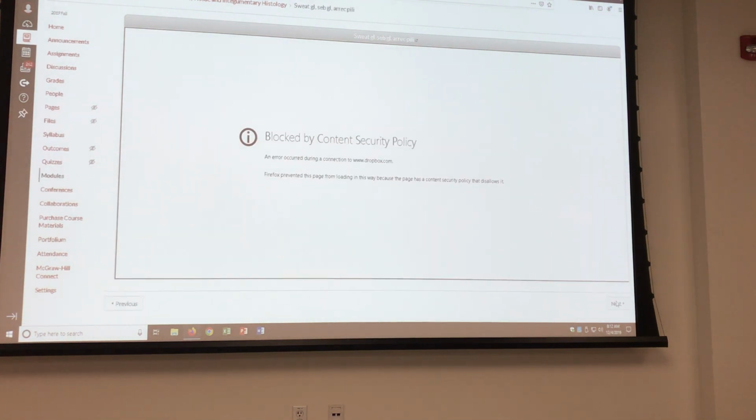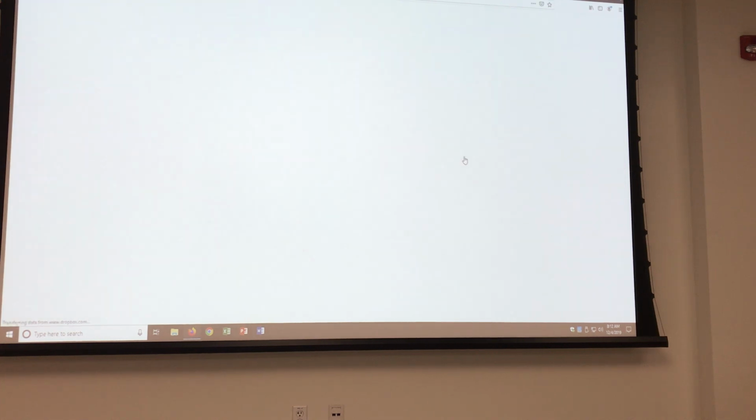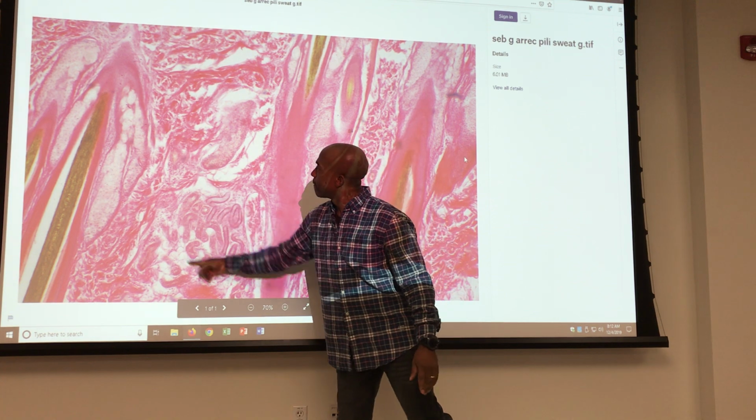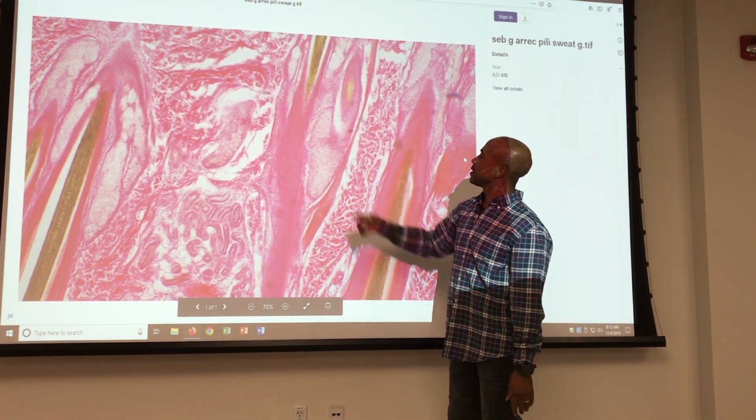Next we have sweat glands. Where did we see this one before? Again, sweat glands, sebaceous glands. Sweat glands again are here. Right here, sweat glands. Sebaceous glands, muscle.